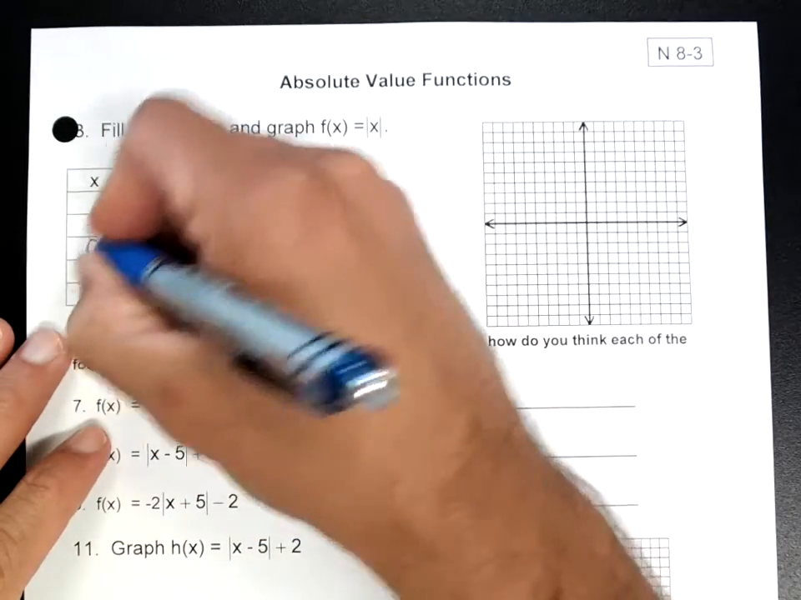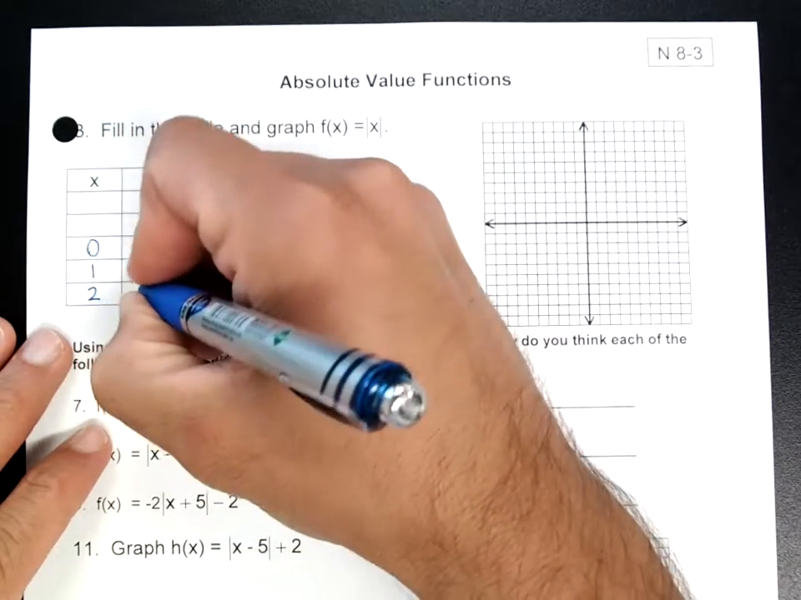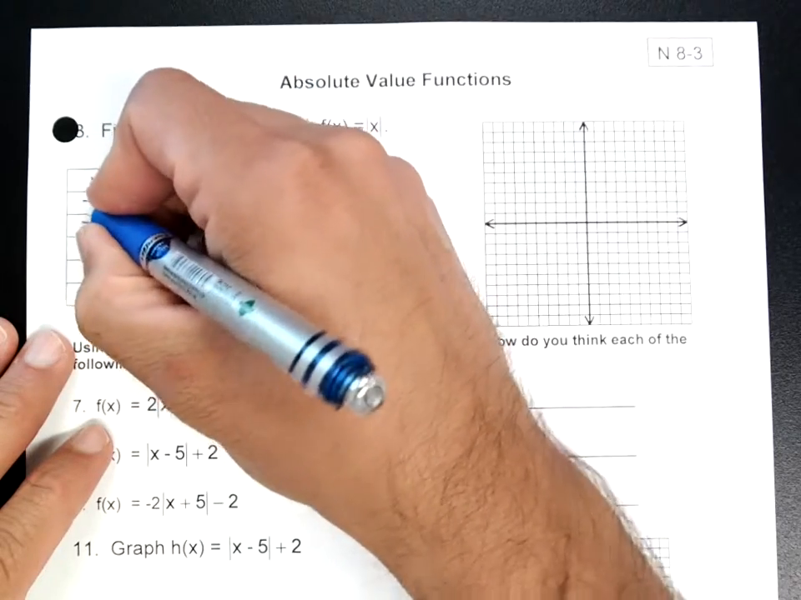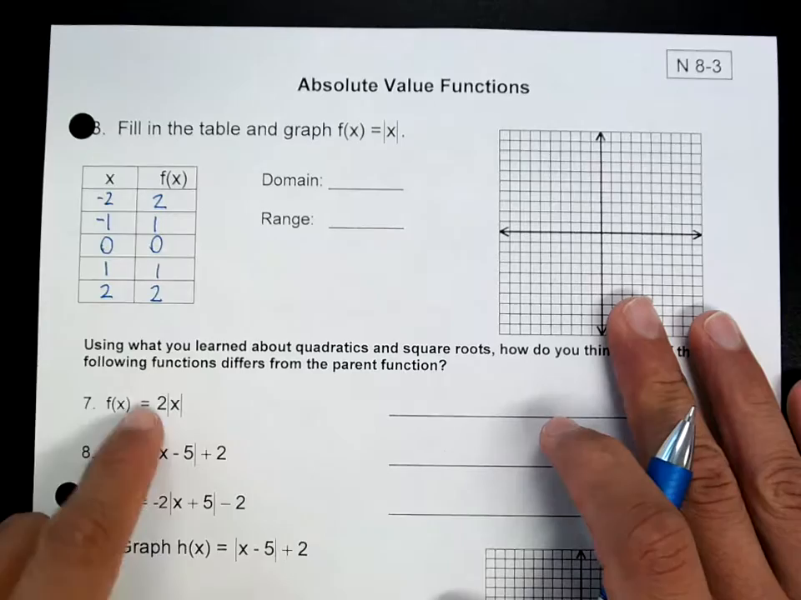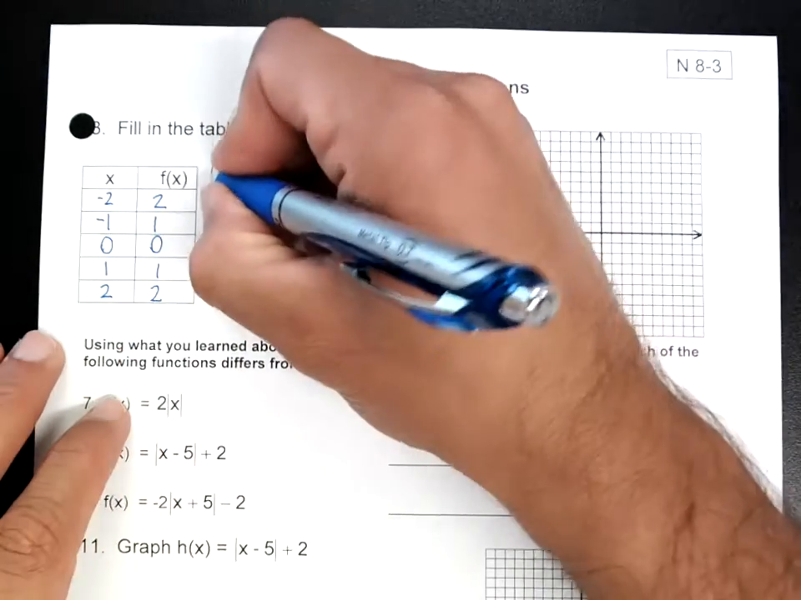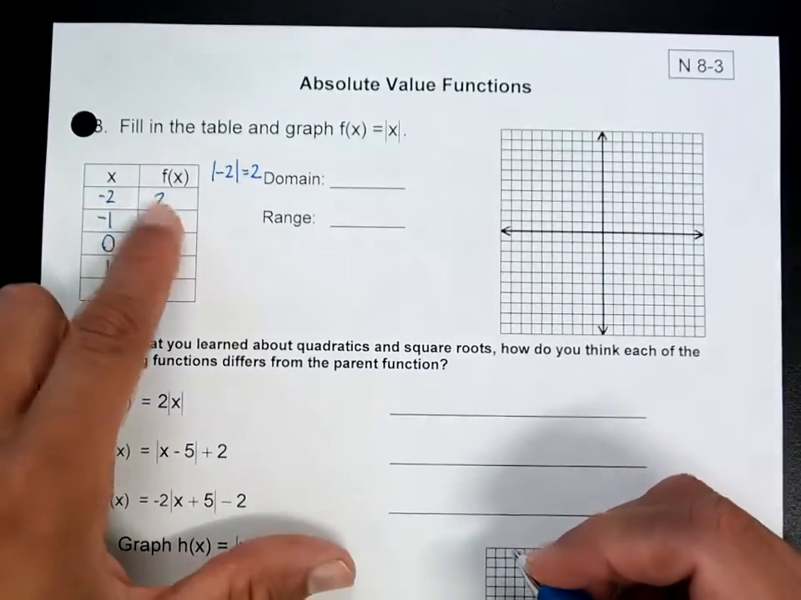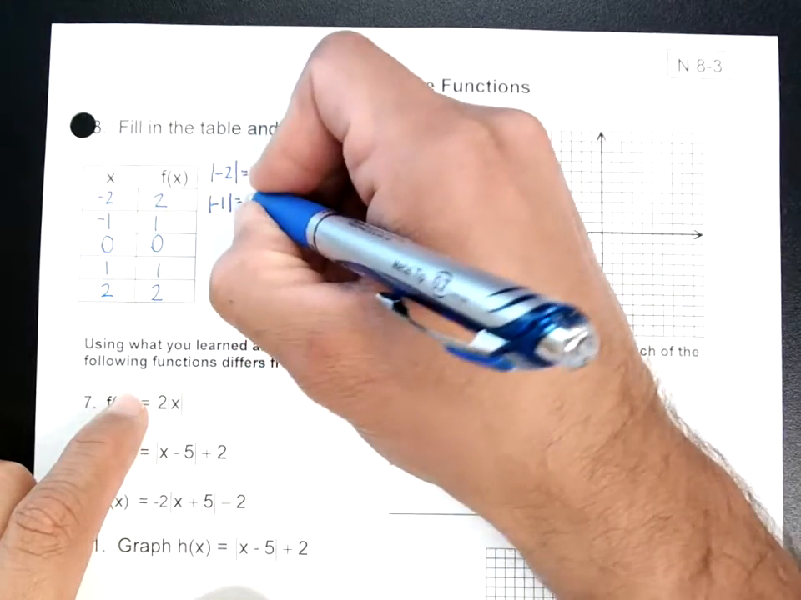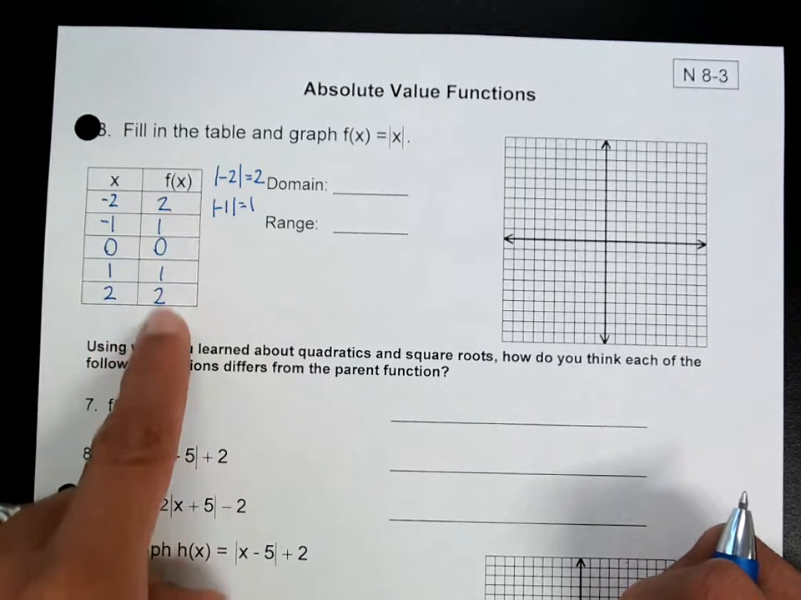We have (0, 0), (1, 1), (2, 2). We'll also have (negative 1, 1) and (negative 2, 2). Remember that the y coordinates right here are coming from me taking the absolute value of each x. So for example, the absolute value of negative 2 is positive 2, and that's where that 2 came from. The absolute value of negative 1 is positive 1, so that's where that came from. So I want you to be aware where I got these y coordinates.